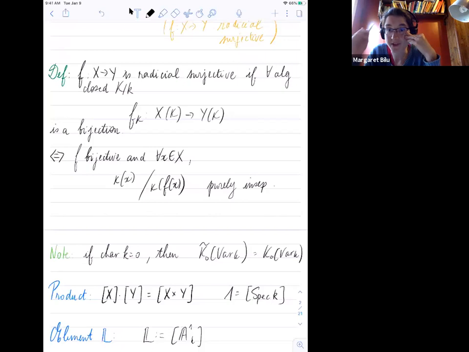Just take an inseparable extension of... if you have a non-perfect field, you take an inseparable extension. It's not clear if this class is equal to just the class of the point or not. Oh, okay. Thank you.